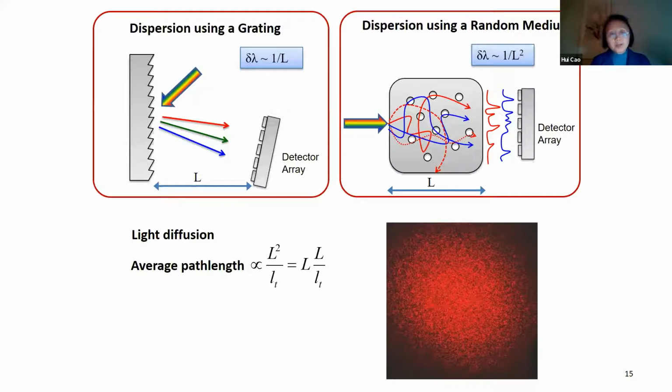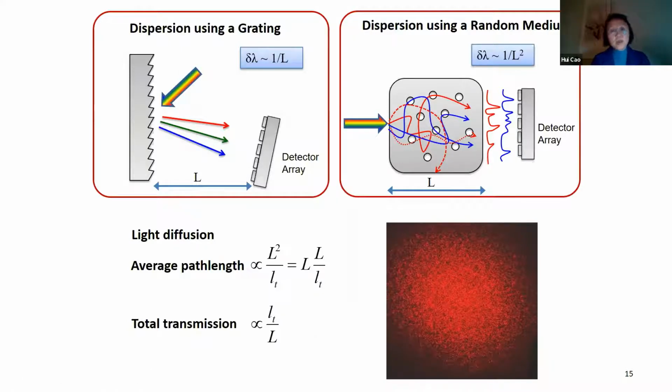That all looks great, but what price do we pay? The price we pay is the transmission, because after multiple scattering, most light will be reflected back. That's why the sugar tube looks white, right? Most of the light will go back, and only a small amount of light will go through. So the transmission scales as LT over L.